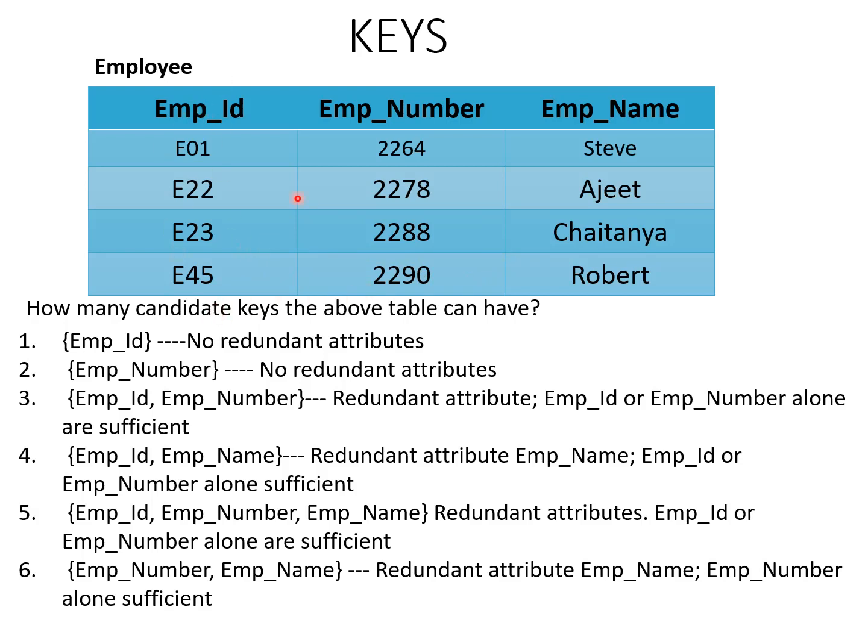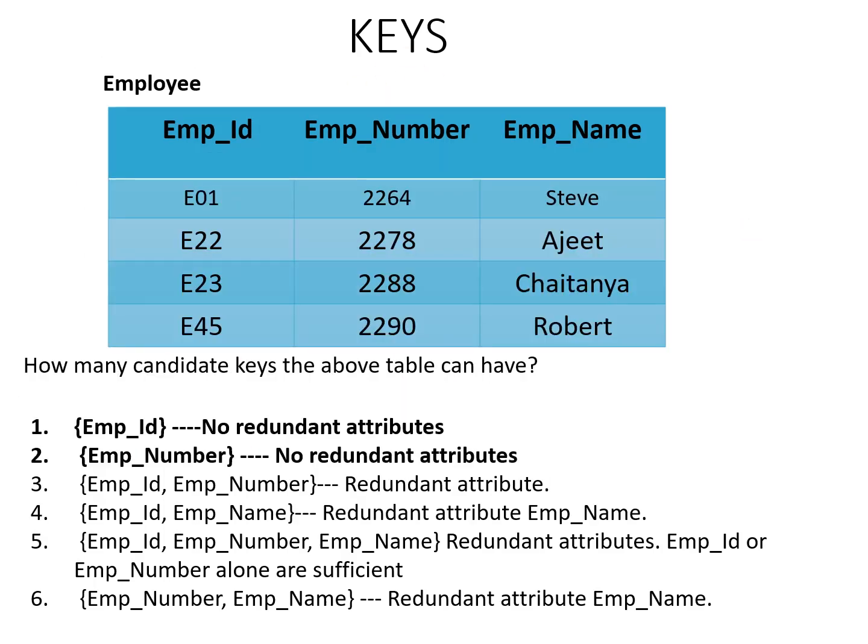But when you take employee ID and employee number, is it required? No, there is a redundant attribute. You can either keep this or that. So there is a redundant attribute, and they are not candidate keys. And when you take employee ID and employee name, because we have employee ID, that alone is enough. This is not required, so that's redundant. And when you take employee ID, employee number, employee name, of course it is highly redundant because we need only one. And employee number and employee name, we don't need, because employee number alone can uniquely identify the data.